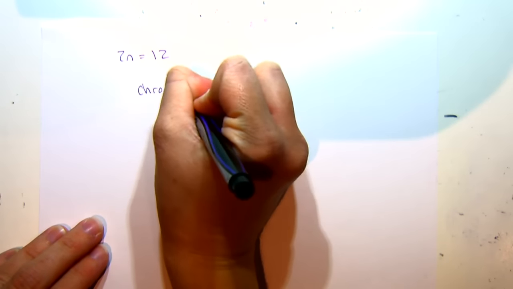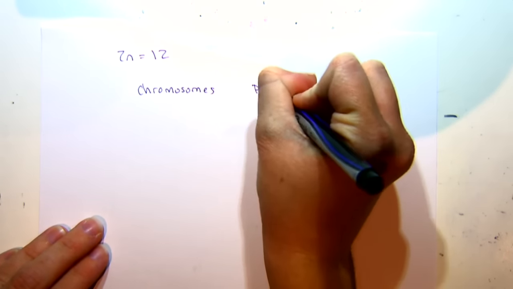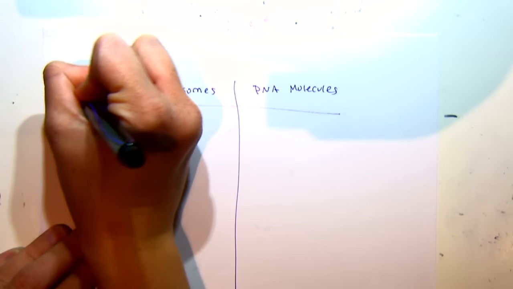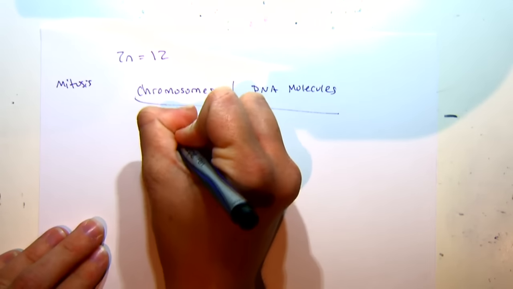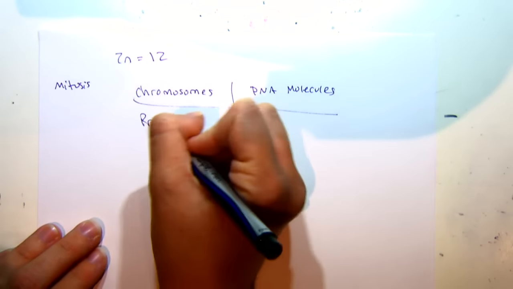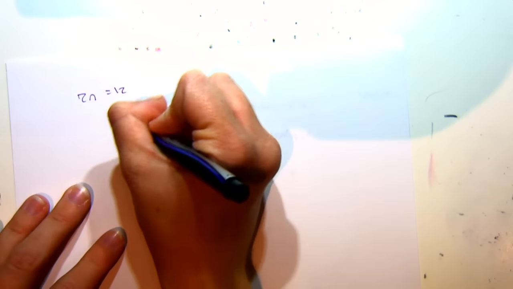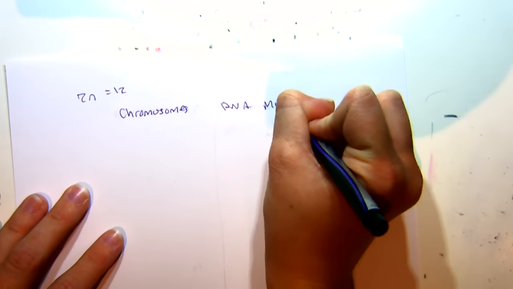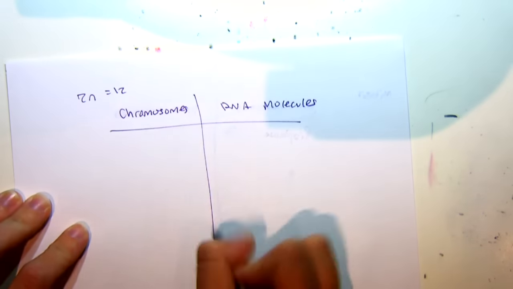Okay. So our diploid number is 12. So let's say I'm going to have you guys figure out the number of chromosomes and the number of DNA molecules in each phase, and we'll start with mitosis. So, prophase, oh crap, I messed it up. Starting over. What number were we using? 12. Chromosomes, DNA. Let's try this again. Prophase.